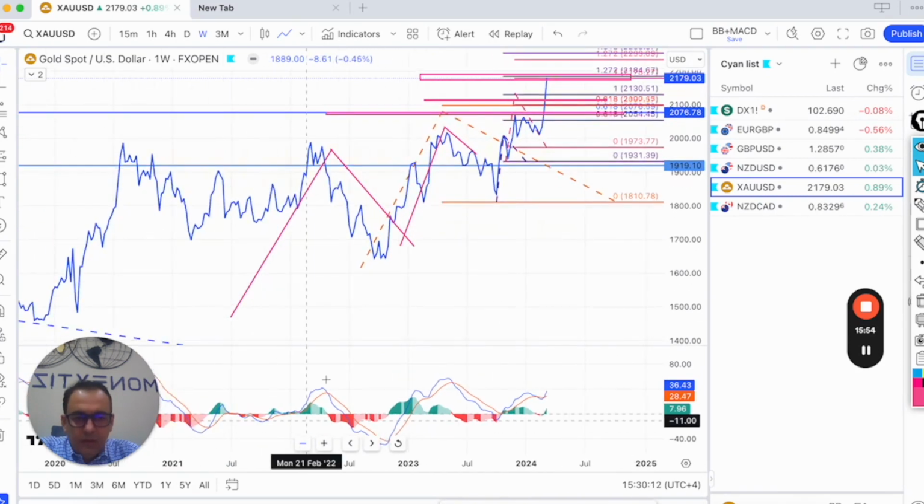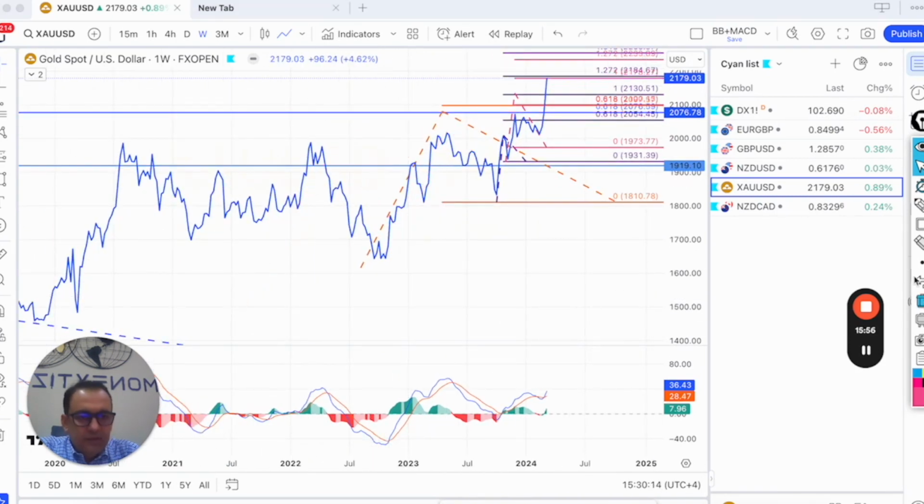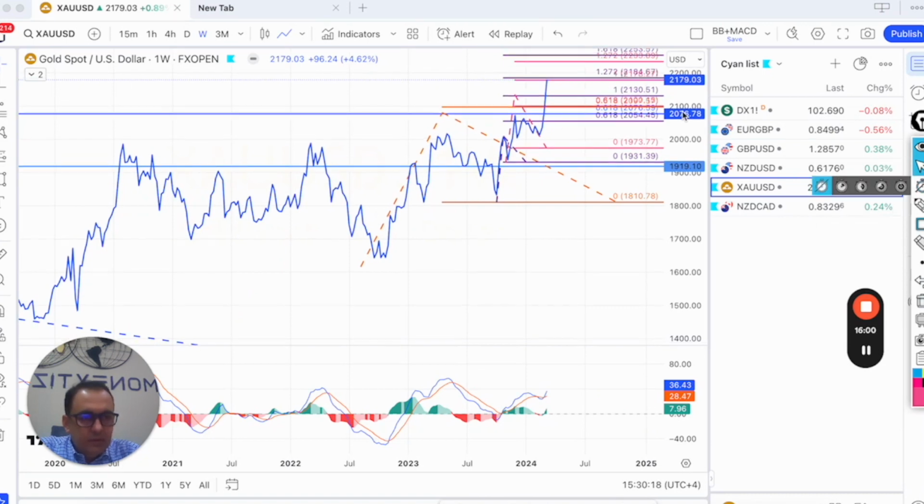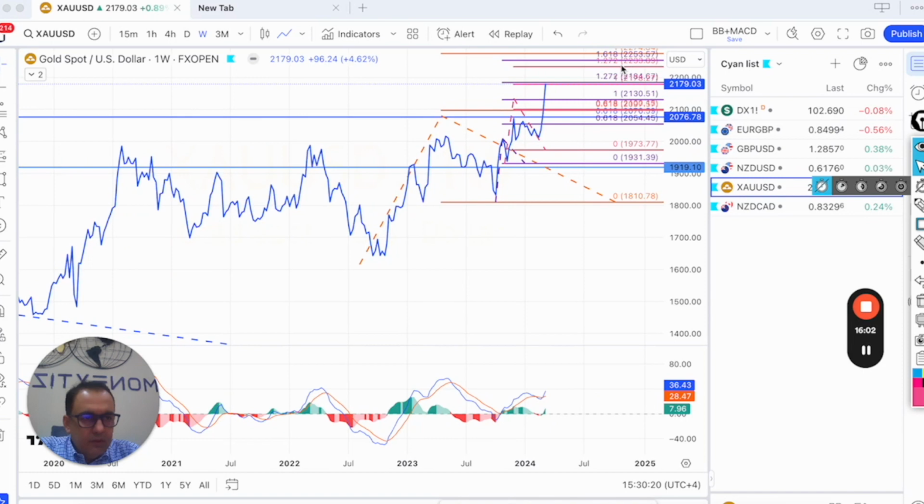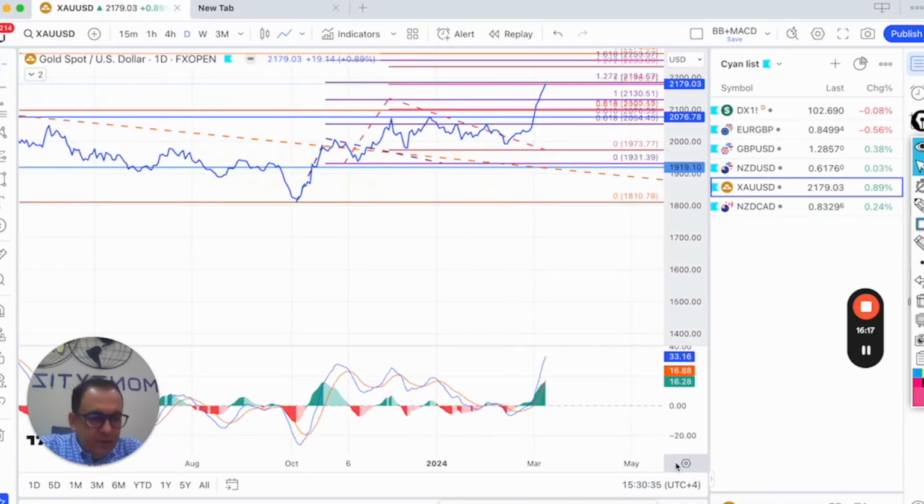Dollar being weak, it should be a good sign, a bullish sign for the gold buyers. So the next target is around 2233 to 2253. So in round numbers, we can say 2230 to 2250 is the next upcoming target for gold. Moving to daily chart.